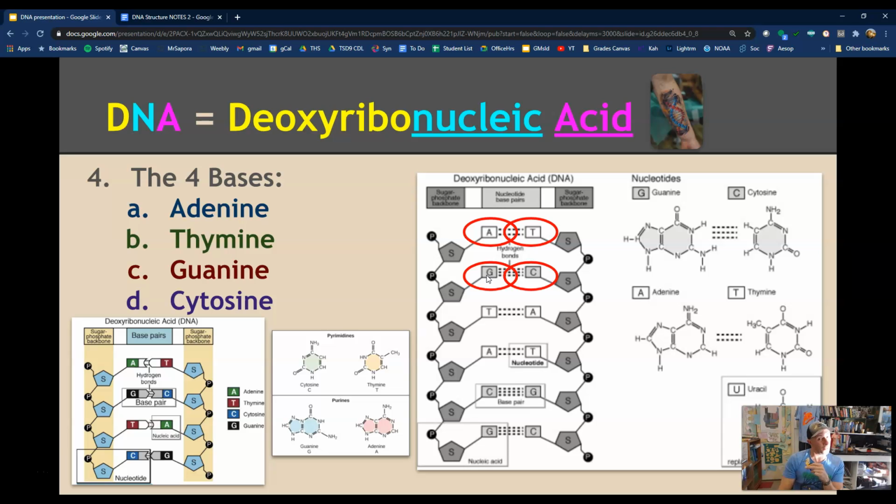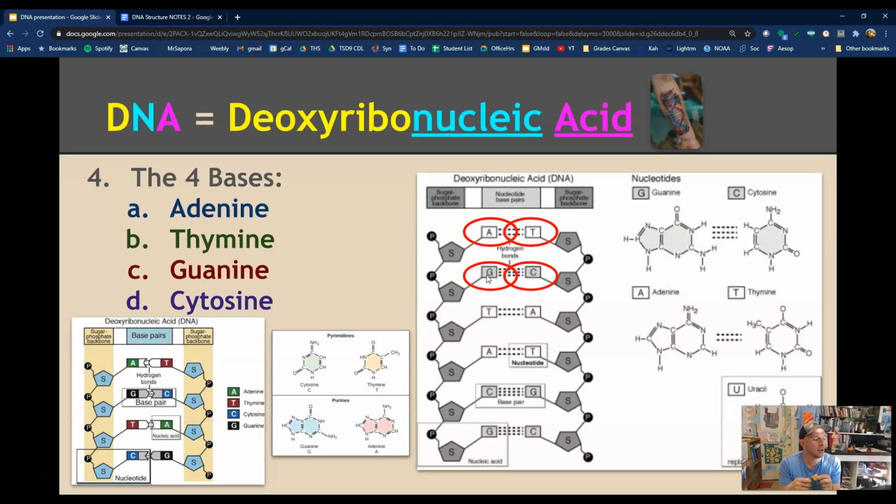And there are 4 bases. These commonly get referred to as just A, T, C, and G, but they do have names, and I want you to learn them. So here we go. The base with an A is adenine. The base with a T is thymine. Say it with me. Thymine. Kind of cool. All right. The base with the G is guanine. And the base with the C is cytosine.